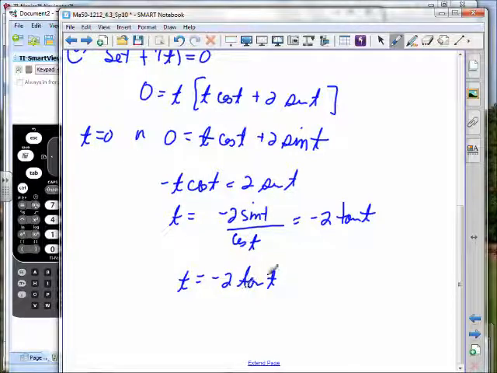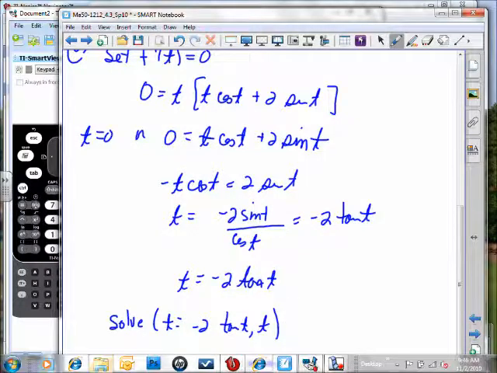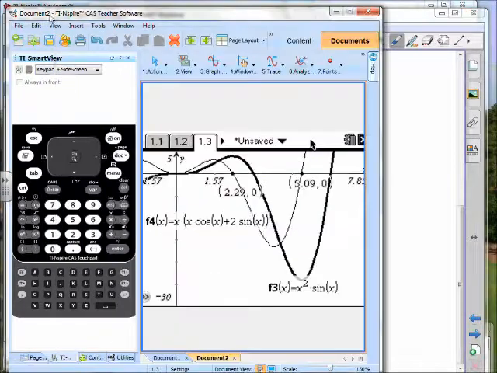Now, if we're going to look for that value, we'd have to consider what angle in tangent has the same value as negative 1/2 the angle's measure. Or you can go to your Nspire and do a solve on that. If you have x in there, use x. If you have t in there, make it comma t, and come up with our values. Now we hope that they're close to 2.29 and 5.09. We hope. Are those two values within our interval from 0 to 2 pi?